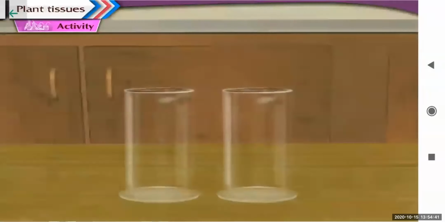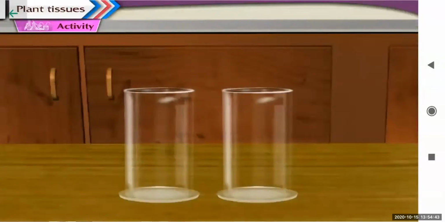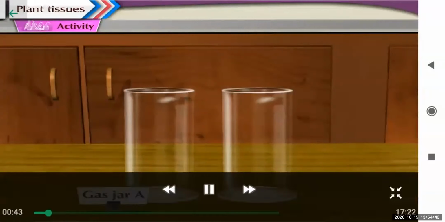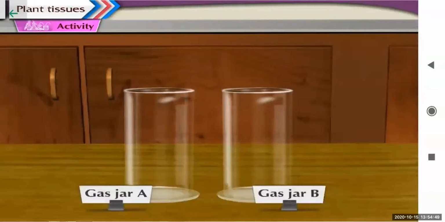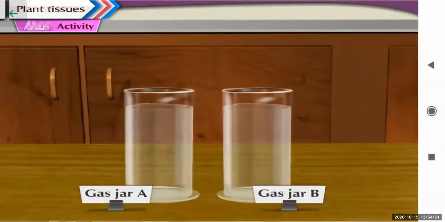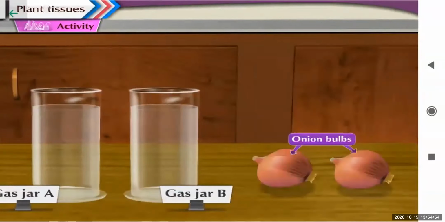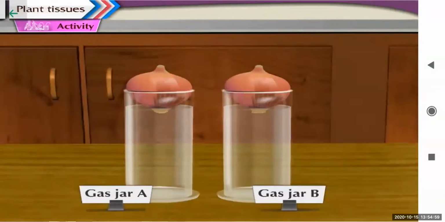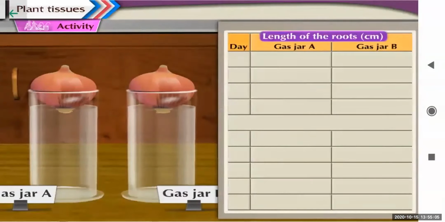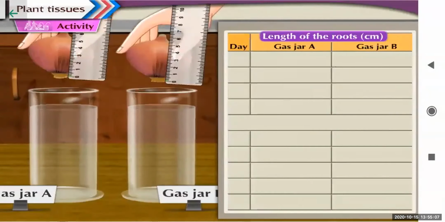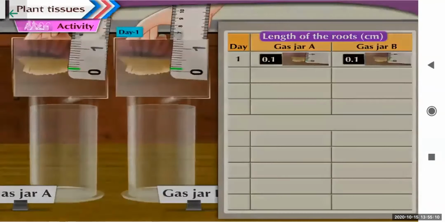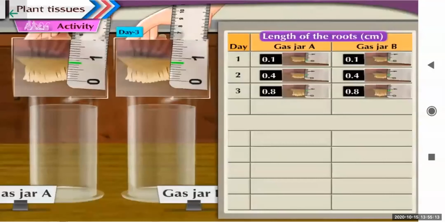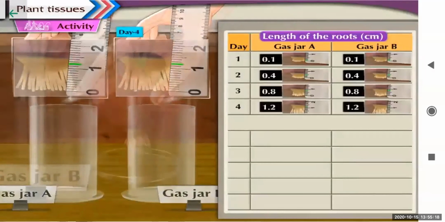Activity. Take two small gas jars, label them as A and B, and then fill them with water. Now take two onion bulbs and place one on each jar such that the lower portion of the onion bulb is immersed in water. Observe the growth of the roots in both the bulbs every day. Measure the length of the roots on day 1, 2, and 3, and note it down in the observation table. On day 4, cut the root tips of the onion.